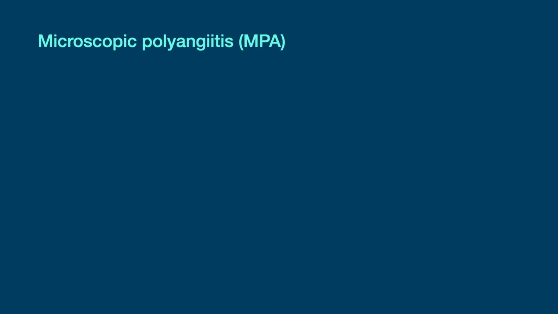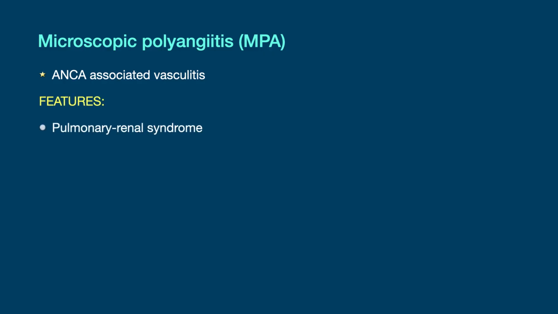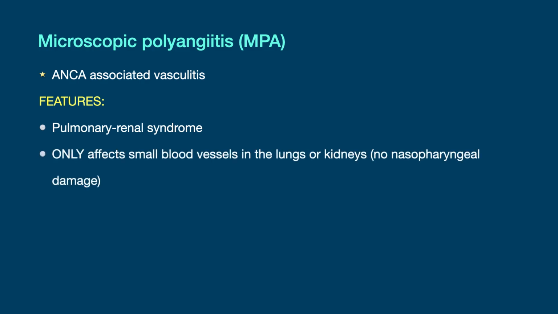Microscopic polyangiitis is an ANCA-associated vasculitis. Patients with microscopic polyangiitis can develop pulmonary renal syndrome. They often present with pulmonary hemorrhage, albeit pulmonary involvement is less frequent than in granulomatosis with polyangiitis and Churg-Strauss syndrome. It is similar to granulomatosis with polyangiitis except in three aspects. It only affects small blood vessels in the lungs or kidneys.